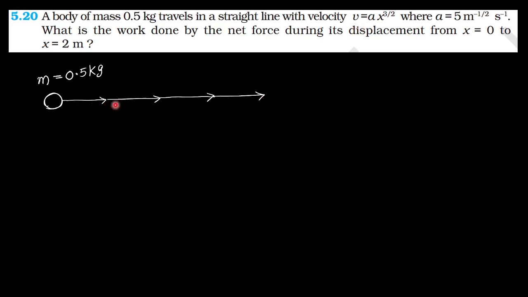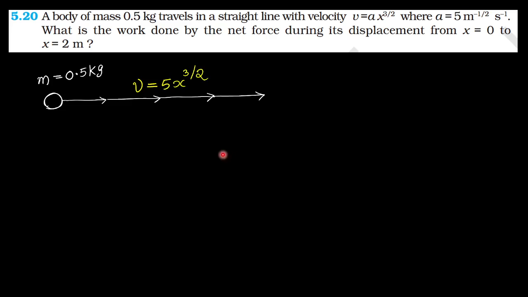The velocity is a variable velocity. As the body moves, the velocities keep on changing. The velocity is given as a into x raised to 3 by 2, where a is 5. A is a constant 5. So v equal to 5 into x raised to 3 by 2, as given in the question.